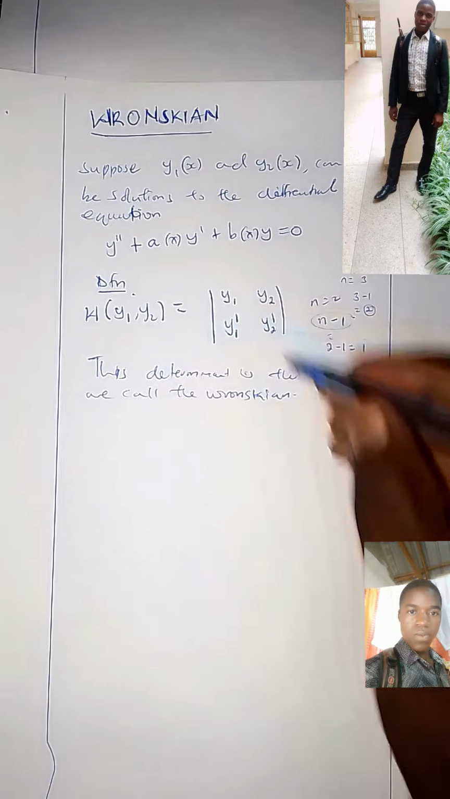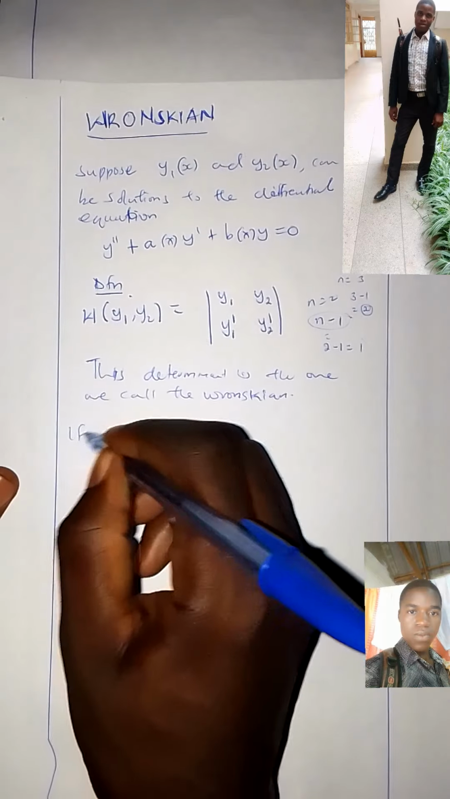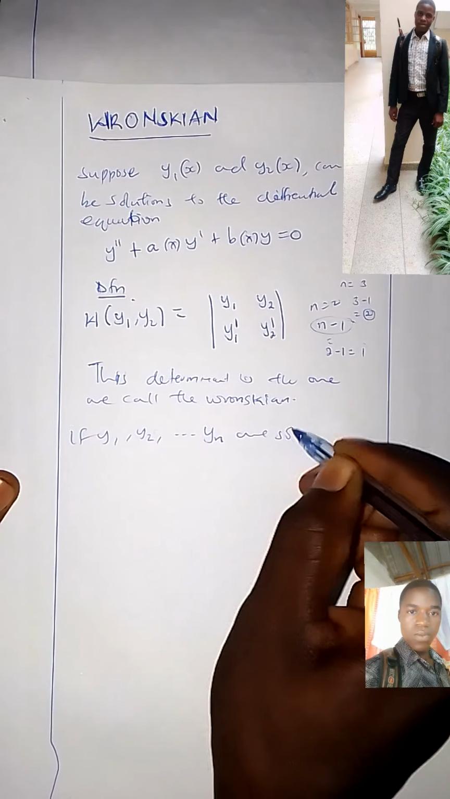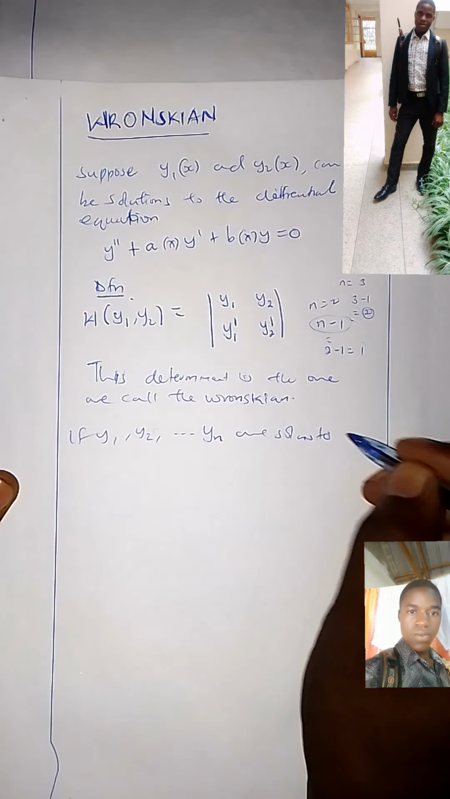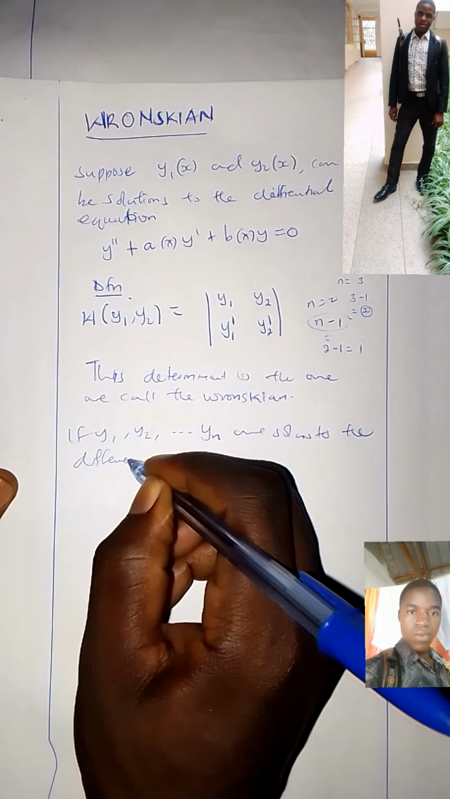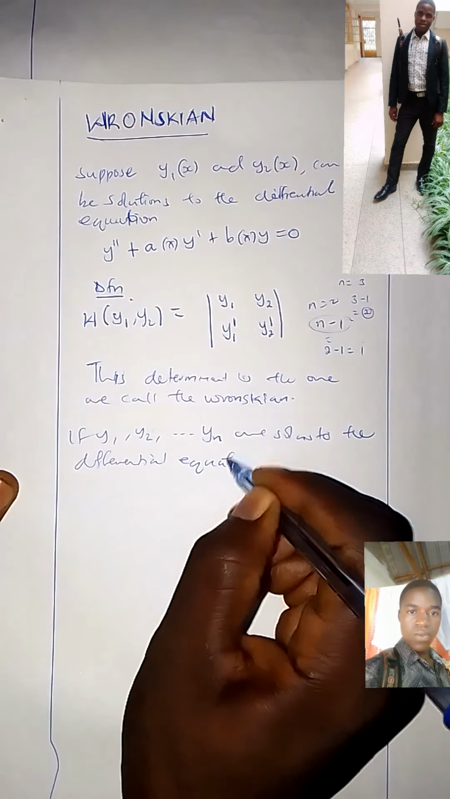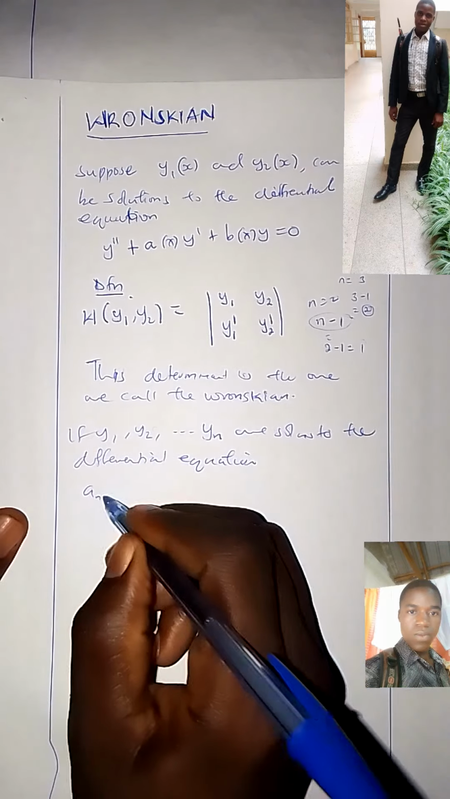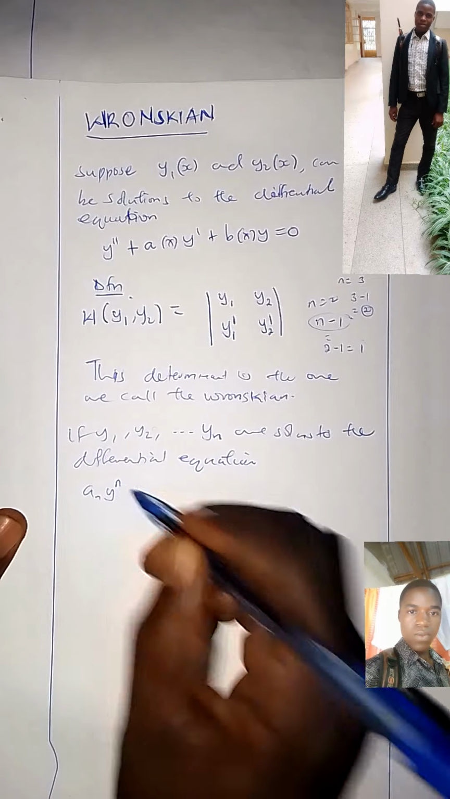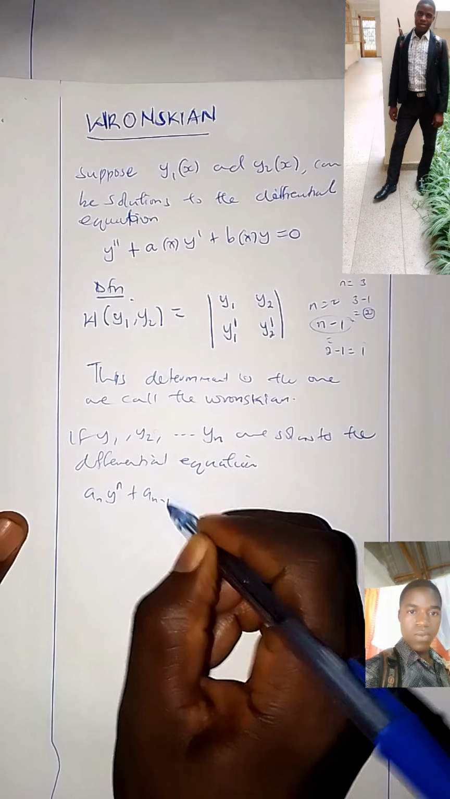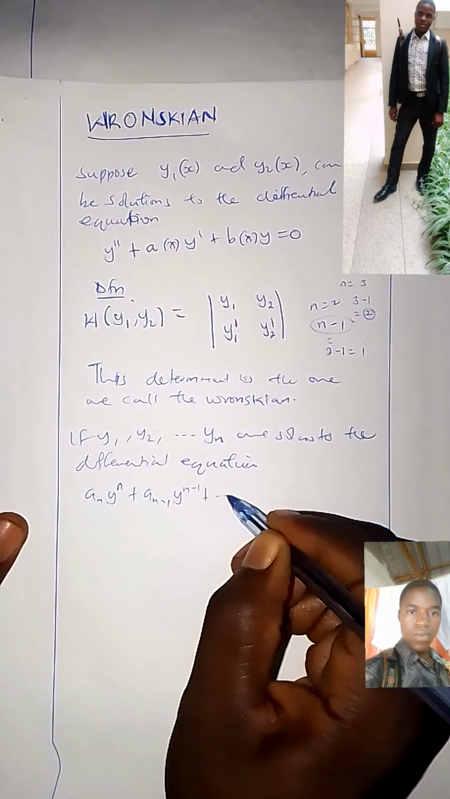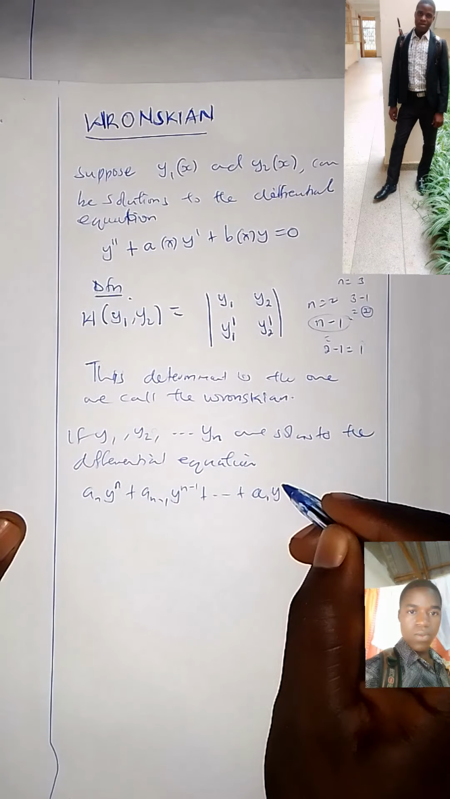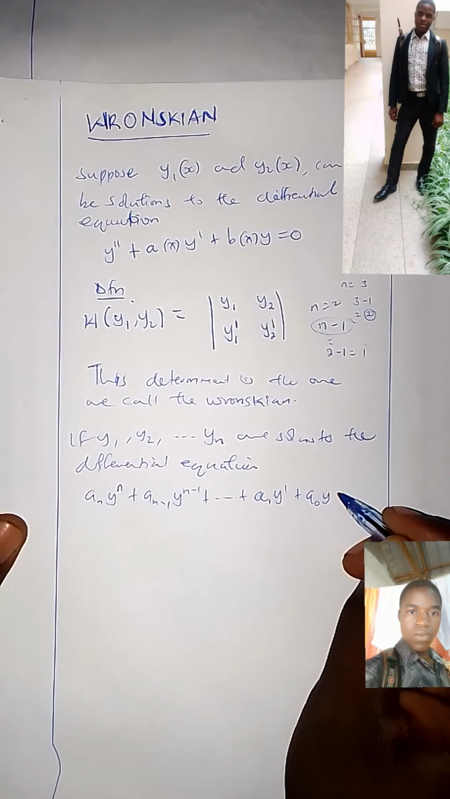So we can generalize this. If y1, y2, up to yn are solutions to the differential equation, maybe it can be this one: an y to the n, plus a n minus 1 y to the n minus 1, plus, you can go up to a1 y prime, plus a0 y, equals 0.